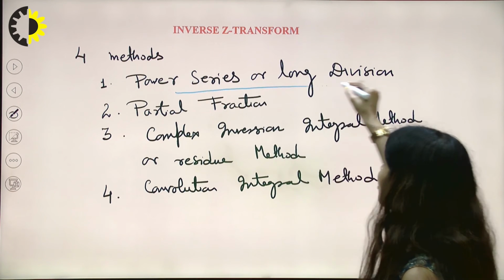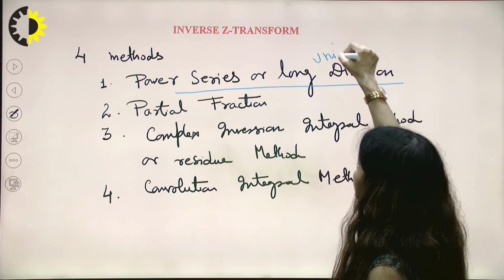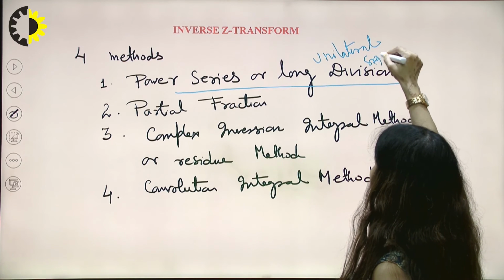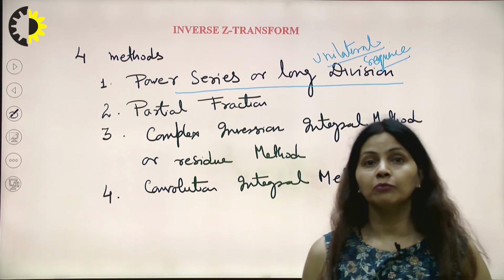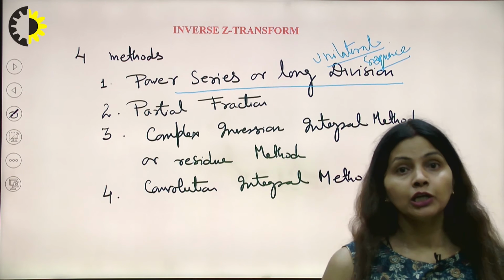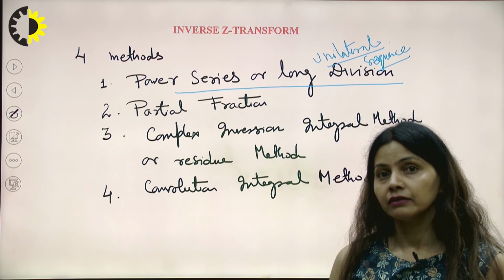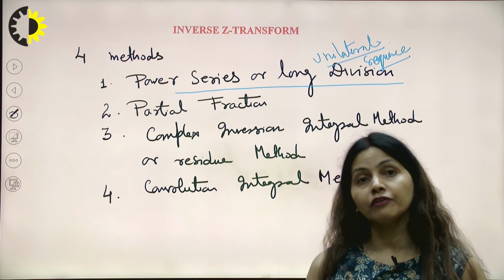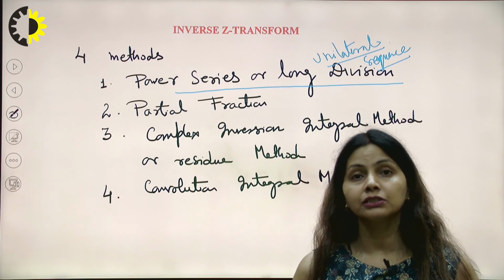So the power series or long division method is only applicable to unilateral signals or sequences, more specifically for the discrete domain. I can say this is applicable for unilateral sequences. So power series is not applicable to bilateral sequences. So for those X(z) where the ROC is defined as mod of z greater than alpha or mod of z less than alpha, only then can we apply this method. Otherwise, we are not able to apply this particular method for calculation of the inverse z transform.